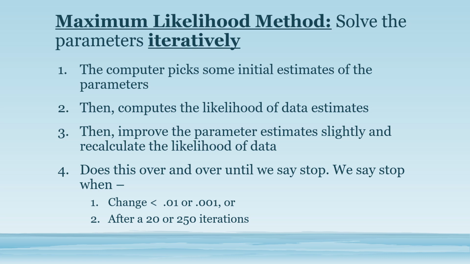There are two strategies to stop. First, when the improvement is less than 0.01 or 0.001, we will say stop. Second, we can determine the number of iterations. We can tell the computer to stop after 20 iterations, or we can tell the computer to stop after 250 iterations.